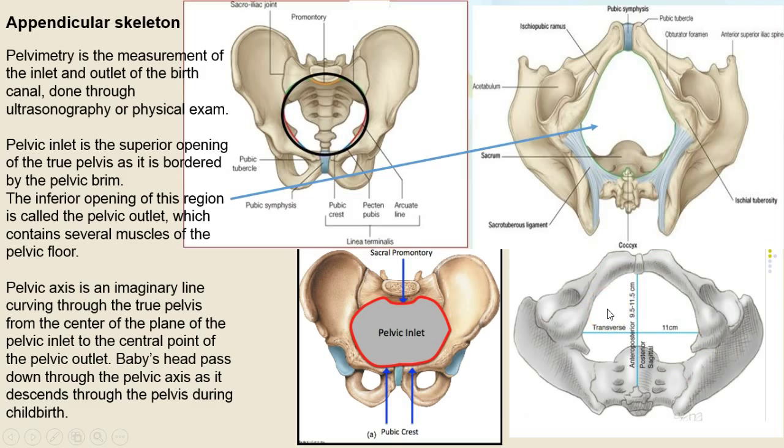And this axis is an imaginary line that curves through the pelvis. Oh, here's a nice pelvic inlet here. We use the pelvic axis and the inlet to determine if there's going to be problems during childbirth, because the baby's head has to pass through the pelvic axis in its descent from this inlet down through the outlet here.